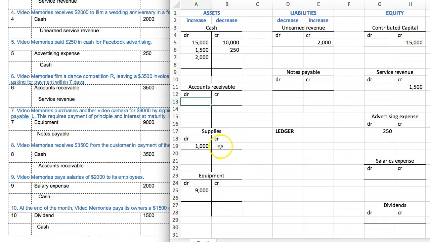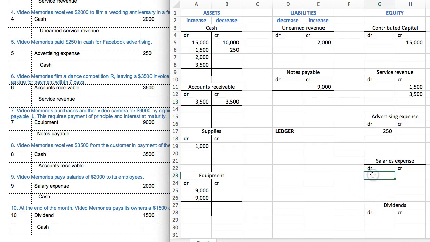Okay, so now I'm up to number 6. I have accounts receivable and I have service revenue. Then I have equipment, another debit for equipment, and the credit goes to notes payable. I have another cash, 3,500, which the credit is accounts receivable.